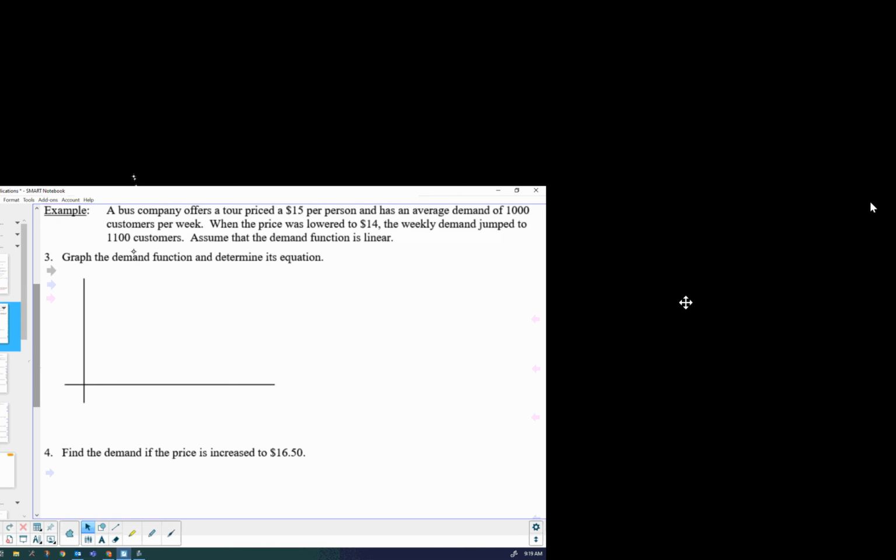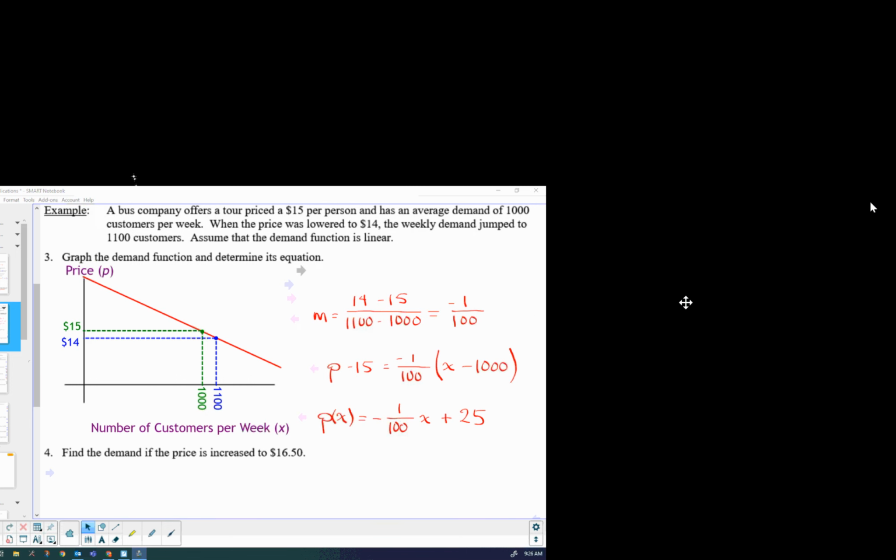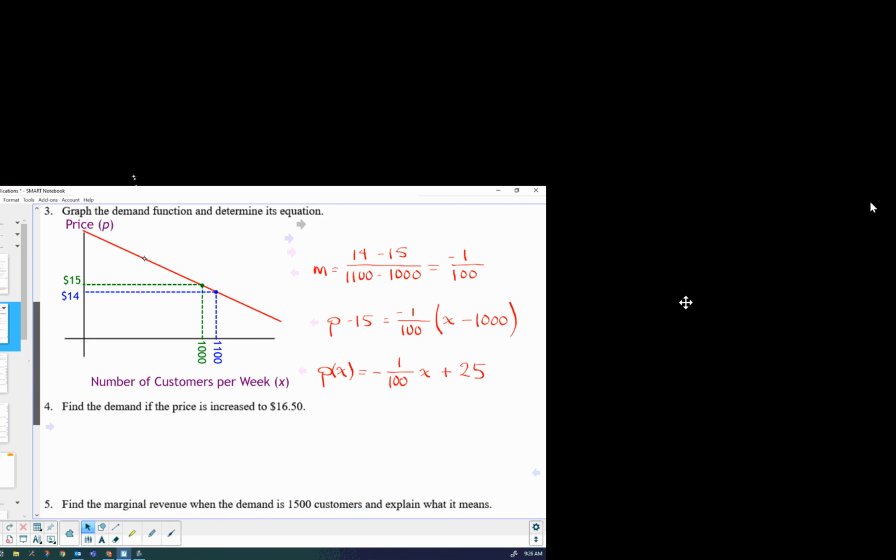I think you could do this. This is like a grade 10 question. It is. Oh my God, yeah. So there's my price function. Any questions with my work there? All you grade 10 geniuses?